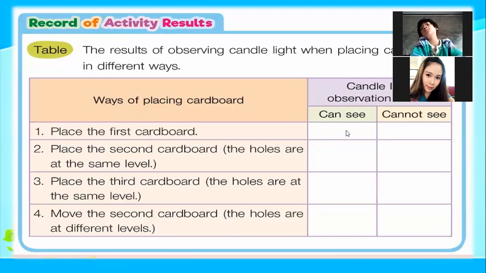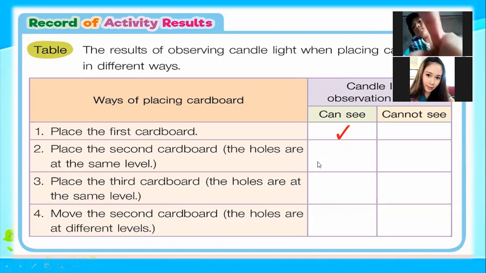Students, we already have the hole in the middle, right? And after that, we look from the back. So the observer's eye can see, because the light goes through the hole in the same straight line. Now, after that, we place the second cardboard, and the holes are at the same level. So when we put the second cardboard, the holes of the cardboard were at the same level. So can we see or not? Not. Again, please.